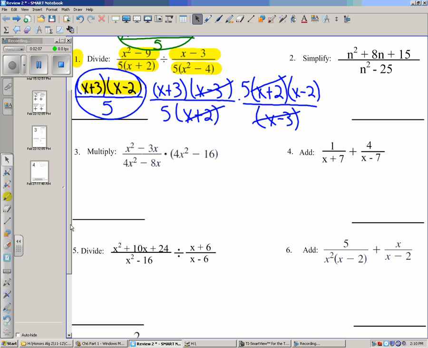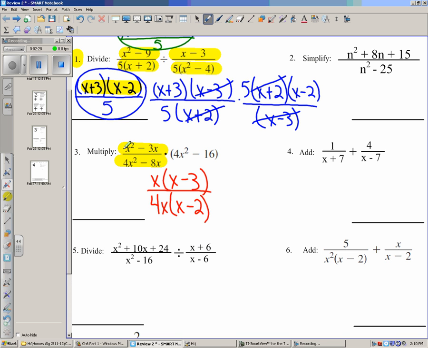For number 3, I'm going to factor. So starting with my numerator, or my first fraction, I should say. In the numerator, I can factor out an x. And in the denominator, I can actually factor out a 4x. And you can see what I'm left with.